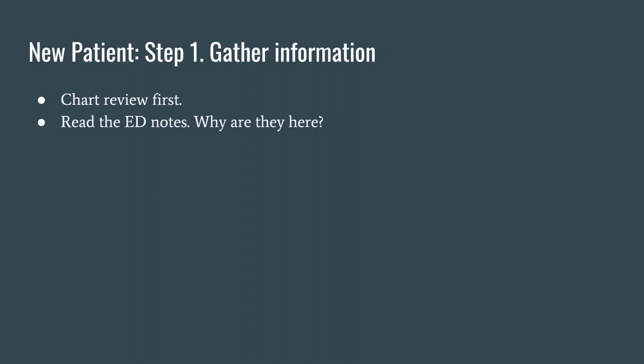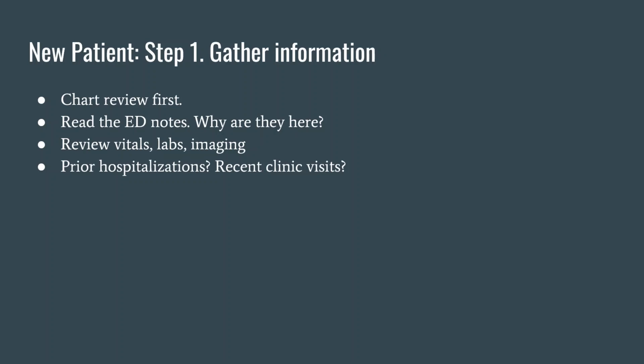Think of a few steps towards admitting a new patient. Step one is gather information, and that starts with chart review. Read the ED notes, see why they are here, review their vitals, labs, and imaging, and check for prior hospitalizations or recent clinic visits. See if anything's been done in the past for the same problem. If they've been hospitalized for the exact same problem, that information can be extremely helpful for determining the treatment plan, or for thinking about prognosis, like maybe your condition is getting worse because you're more frequently requiring hospitalization.